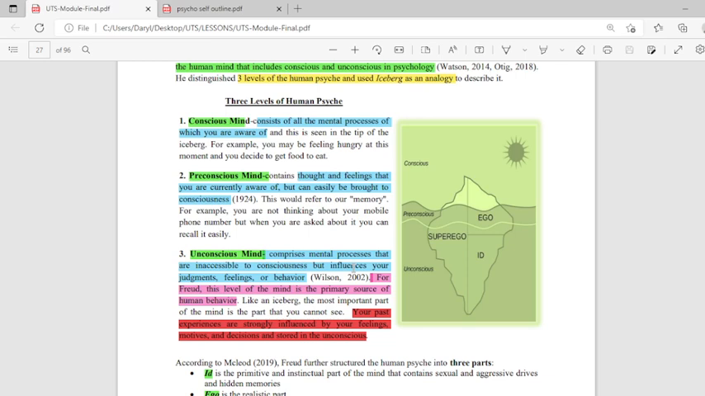So, you are currently not aware of that thing, that memory, but when you are triggered through a question maybe, through a feeling, or through an object, it immediately comes into your mind. Okay? Mao na ang ato ang ginatawag nga pre-conscious. Okay? Lastly is the unconscious. Mao ni ang pinakadako nga part.